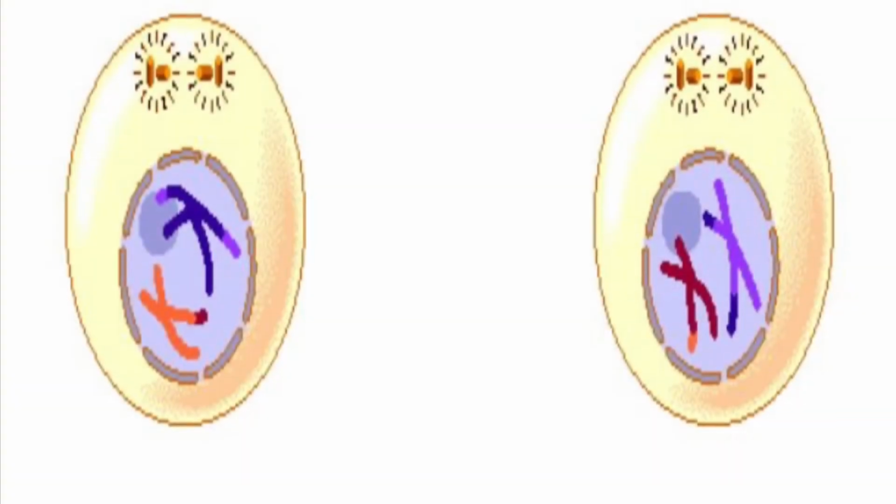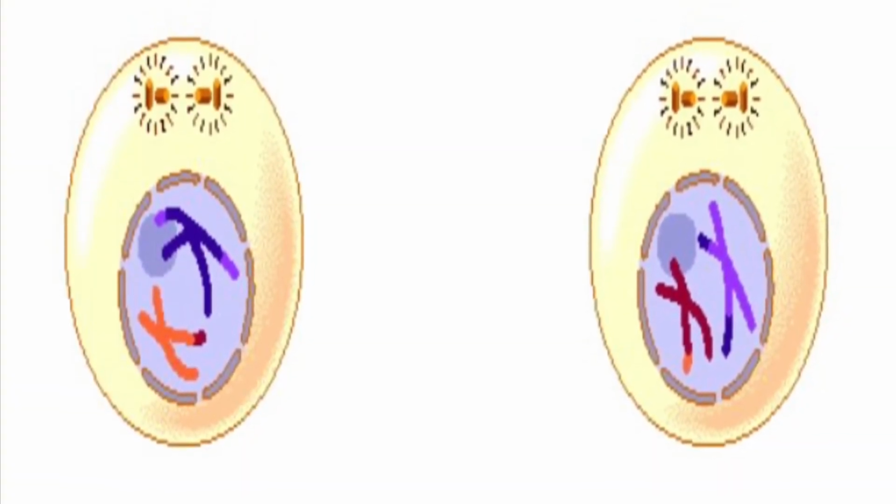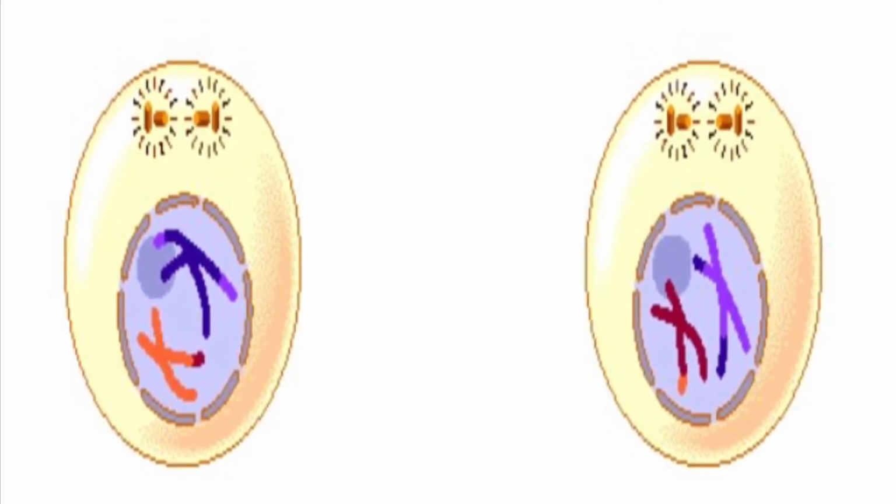The first step of meiosis II is prophase II. In prophase II, the spindle fibers start to form. The next step is metaphase 2. Chromosomes move to the midline. Remember, metaphase and midline end.